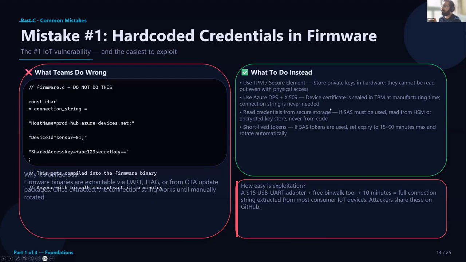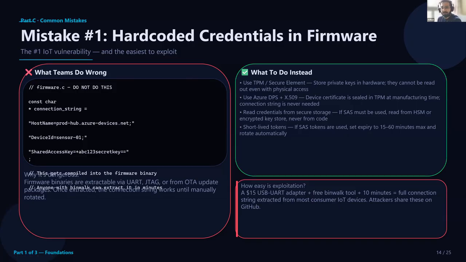I would not say here, it is written like if SAS is used, but I would definitely not go for the SAS tokens. Even if you're using them, set expiry to 15 to 60 minutes max and rotate automatically. Come up with some system for doing it.